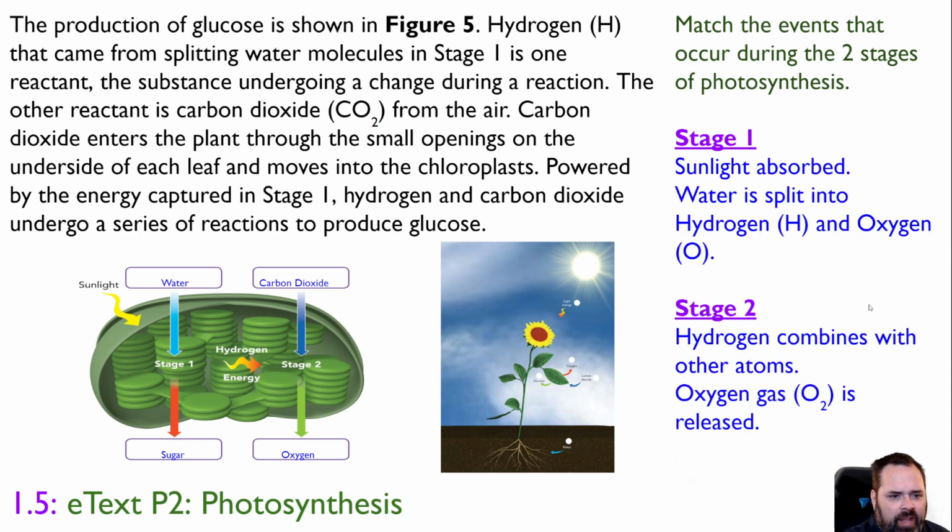We match those up again. Stage 1, sunlight is being absorbed. Water is being split into hydrogen and oxygen. Right, so it should be oxygen down here. Stage 2, hydrogen combines with other atoms and oxygen gas is released. Right? So carbon dioxide comes in, hydrogen is combined with the carbon dioxide and other atoms, and we're releasing sugar and oxygen gas. Okay?